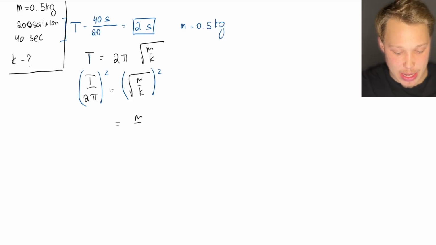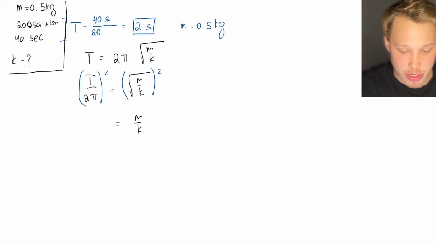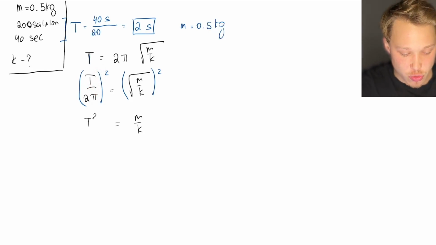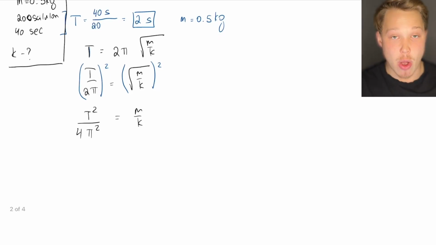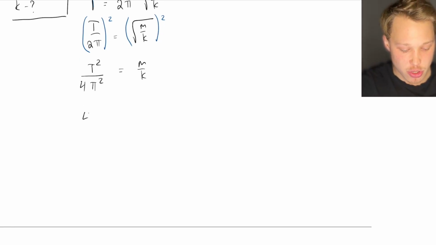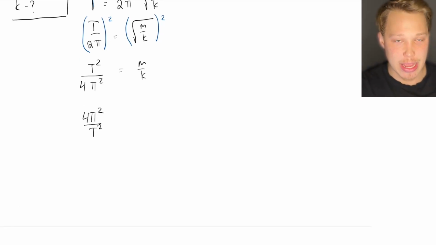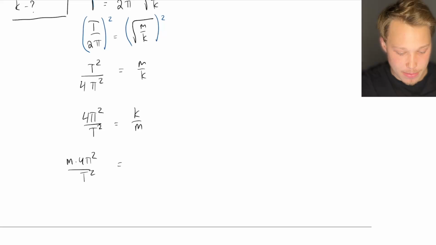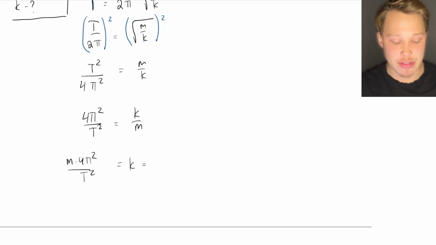So on the right hand side, m over k, the square root cancels out. Here, I can apply the square to each of these individual variables. So T squared over 2 squared is 4, and pi squared I just leave as pi squared. Now, I want to get k, so I can just invert both sides. So 4 pi squared over T squared, I invert the left side, and I invert the right side, k over m. I'm looking for k, so I can multiply both sides by m. And finally, on the right-hand side, the only thing I have is k, the spring constant.